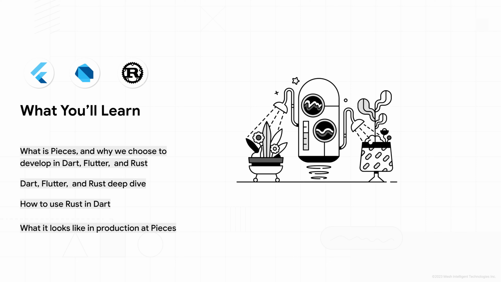So a quick overview. I'm first going to cover, hopefully quickly, what Pieces is, and then why the idea of what we wanted Pieces to be drove our choice of Dart, Flutter, and Rust. Then I'll do a small technical deep dive on the 3 of those. Then finally, I'm going to talk about how to actually put Rust in Dart. Not so simple. And then finally, I'll show you a production use case of this at Pieces where we heavily utilize Rust to offset maybe some of the downsides of Dart. So without further ado, let's do it.